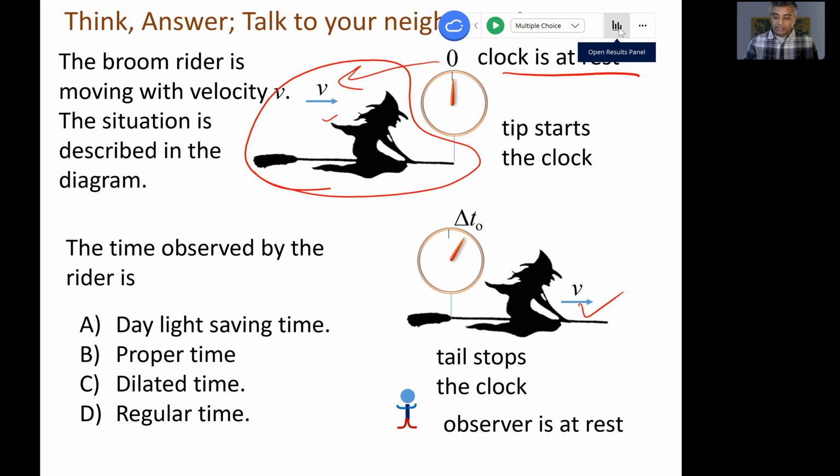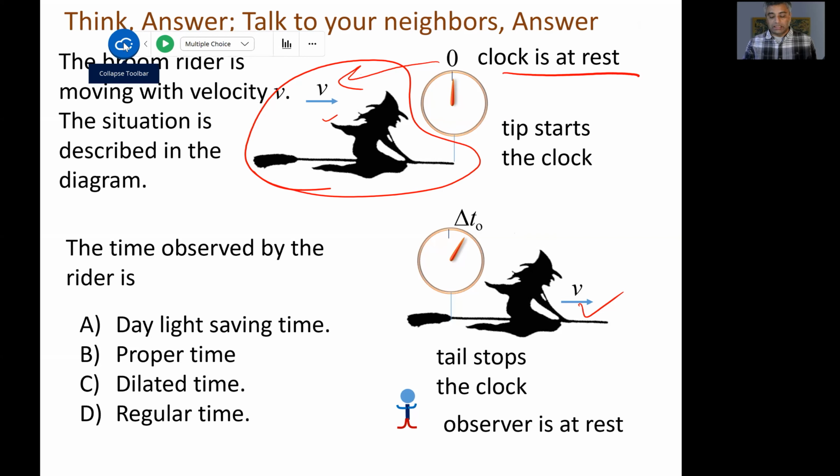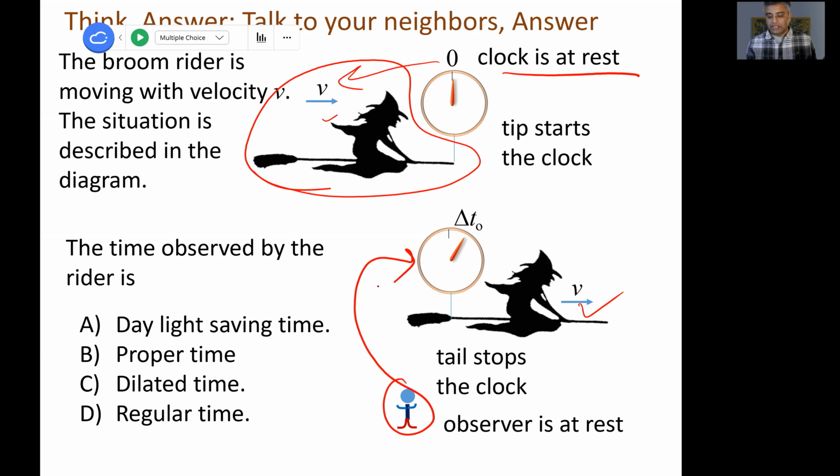Okay, let's see what we got. We got C, which is the correct answer. The clock is not in the same frame of reference as the rider. The observer is. So the time observed by the rider is dilated time. Proper time is the time observed by this observer here, because the clock is in this observer's frame of reference, not in the rider's frame of reference. That's why it's dilated time.